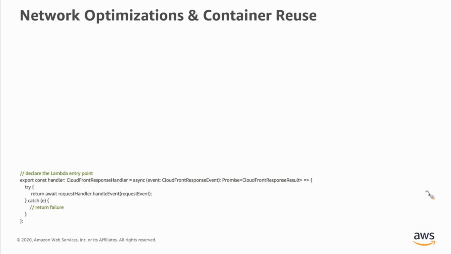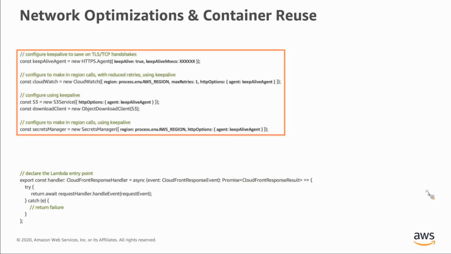So this gave us an opportunity to run a bunch of logic up front. We took advantage of this by initializing all of our AWS service objects. And as you can see, we took advantage of the TCP keep alive settings to save on TLS and TCP handshakes. We also set the options for the region, so we made all of the network calls in region. We also took advantage of modifying the number of retries that we make to try to keep performance up.